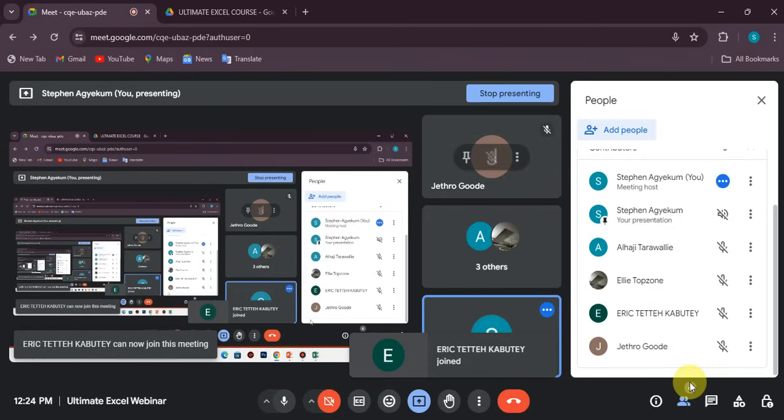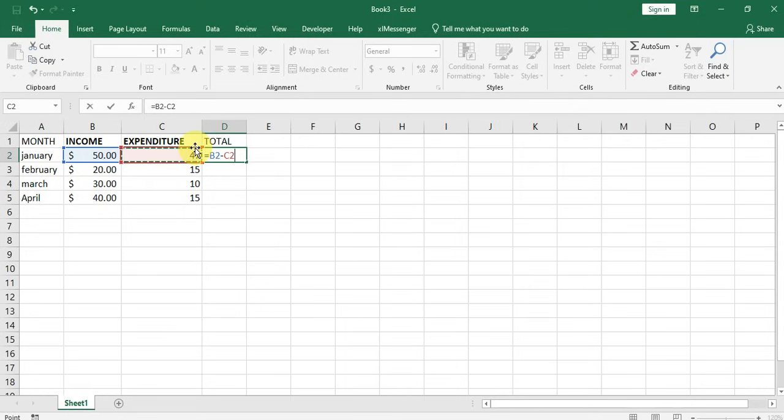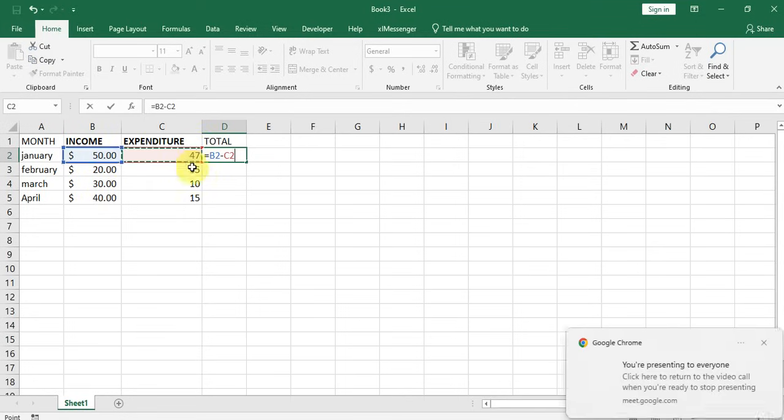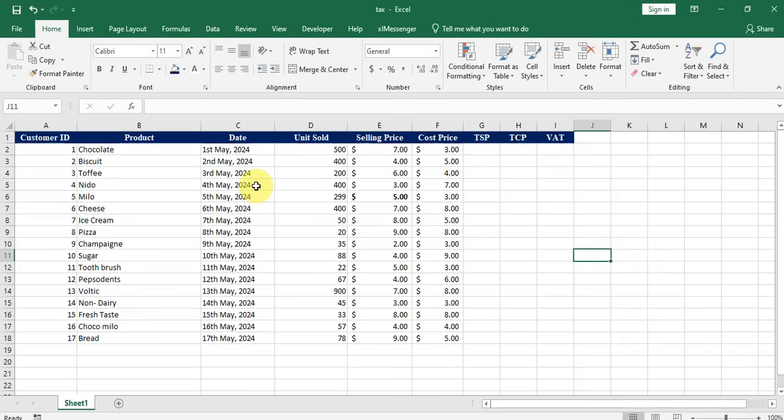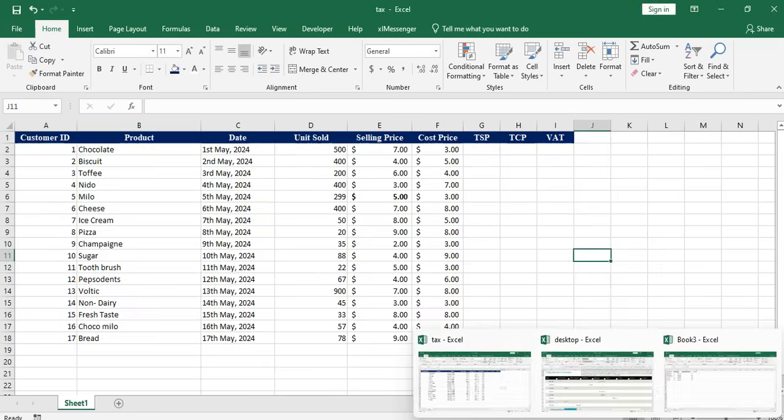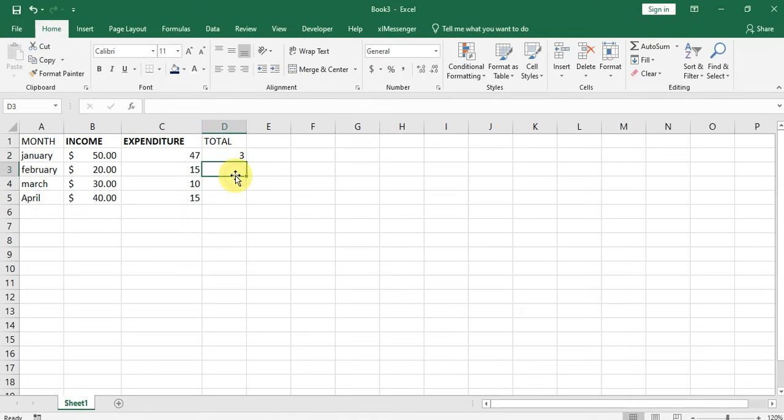All right, now let's continue. Now I am calculating for the total amount of money left here. So what I will do is I will just subtract the expenditure from the monthly income, and then I click enter. Now you can see the total amount of money that will be left is what, $3. Out of the $50, it will be left with only $3.